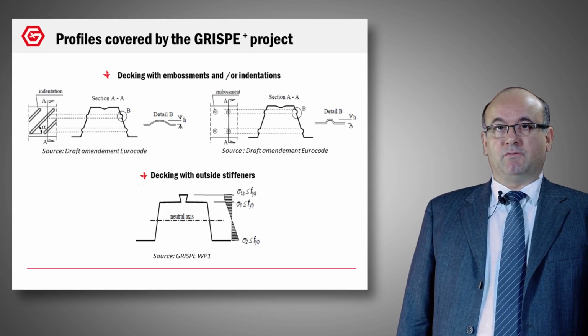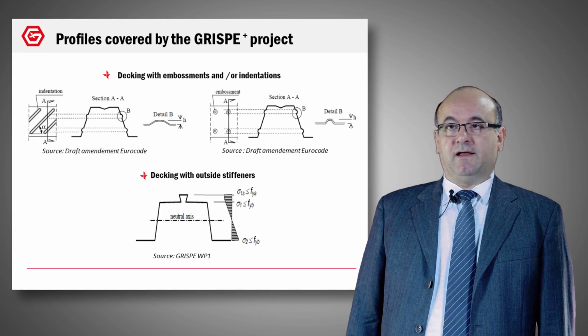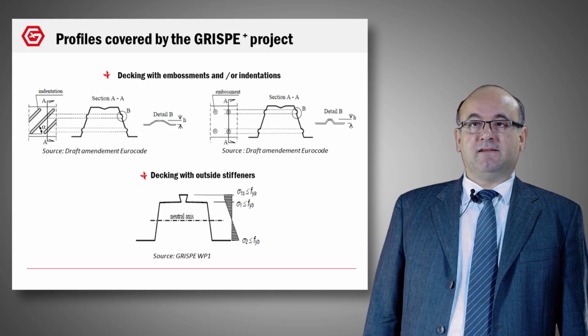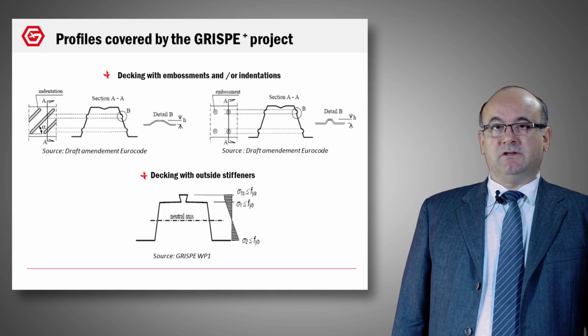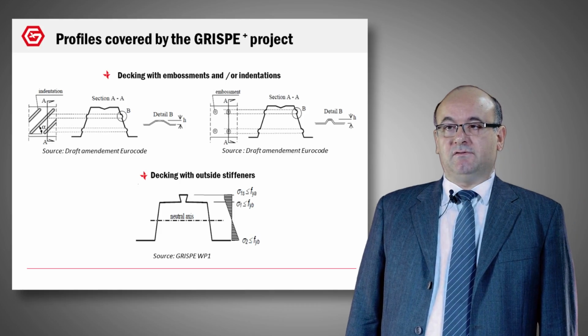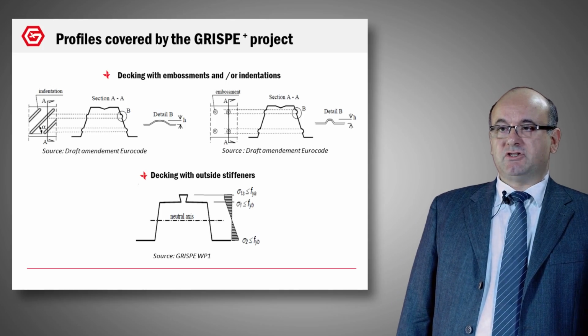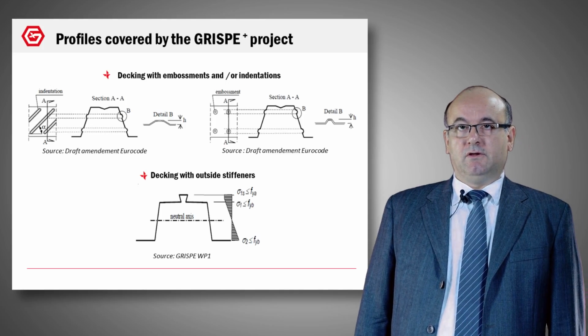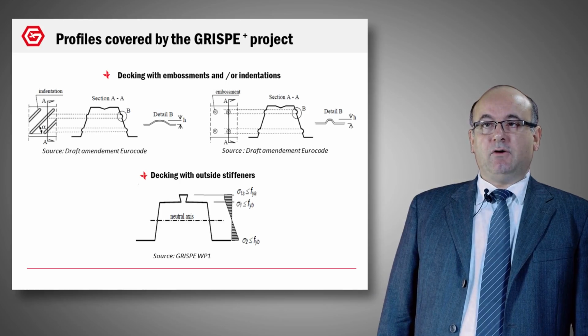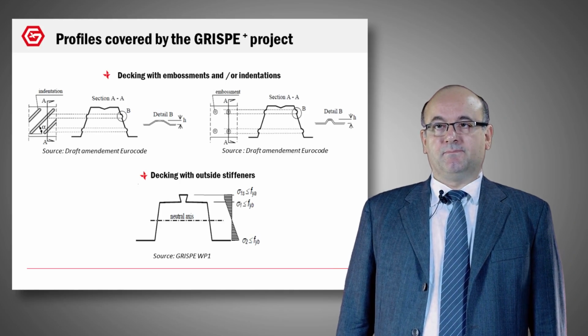That is why, during the GRISPE project, different methods were proposed to calculate these profiles: how to take into account, in fact, the embossment and the indentation in the calculation. The same thing was done for the decking with outside stiffener. And here you can see a diagram of stress that explains which stress must be taken into account. So, the first part of GRISPE: how to take into account the embossment and indentations.